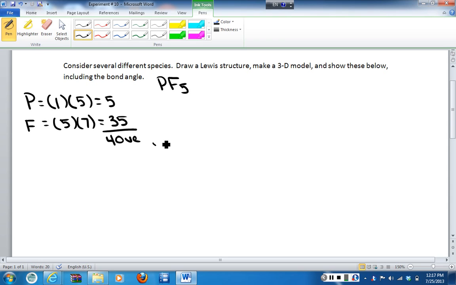Now, for this molecule, we determine what is the central atom and what are the terminal atoms. The central atom is usually written first, so in this case we have our phosphorus, and it's surrounded by the 5 fluorines. So we've done step number 2. Step number 3 is to draw single bonds from your central atom to all of your terminal atoms. So we draw single bonds.